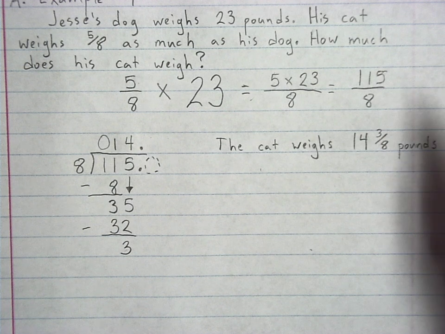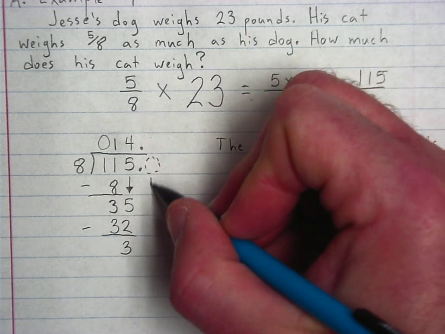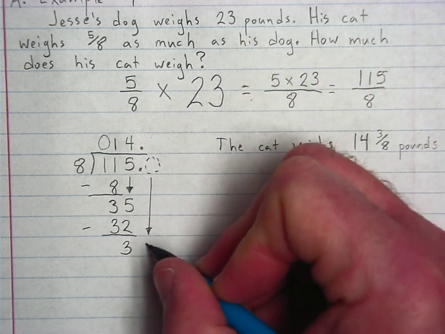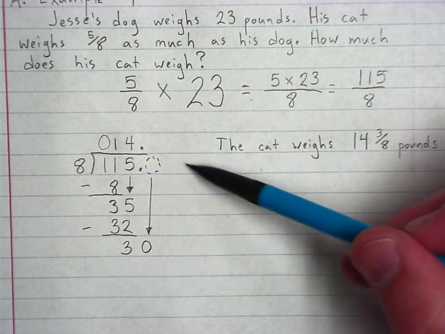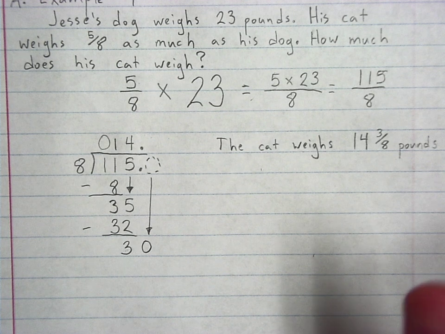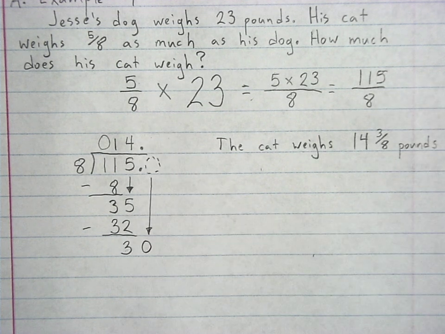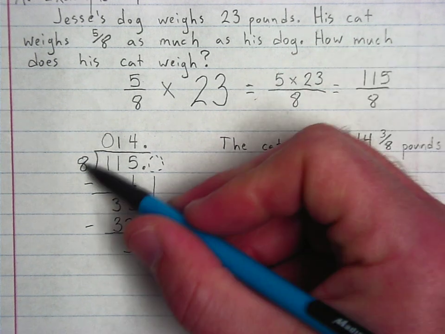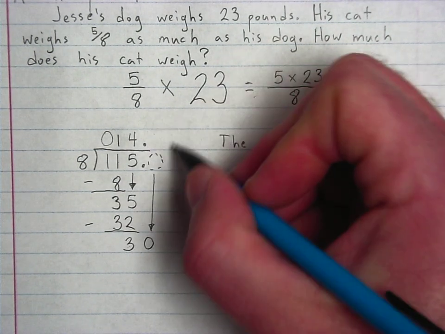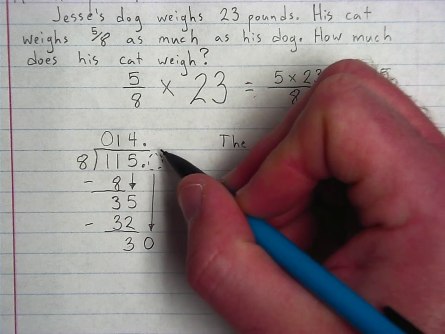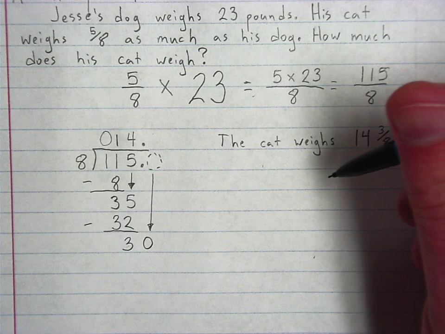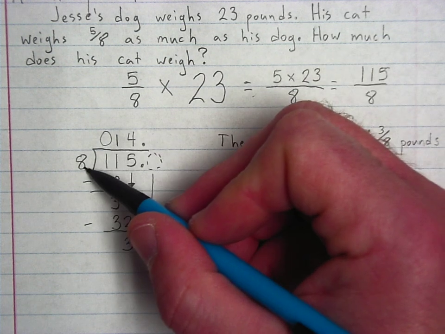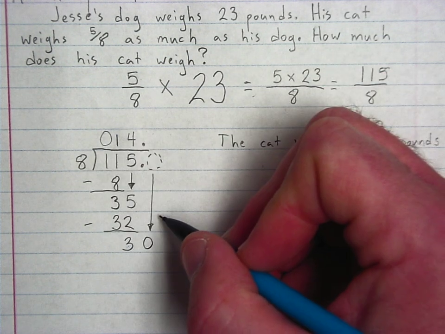I haven't been making the dashed lines lately. I'm going to get back to that. Now remember, if this goes on too long, if it goes on 3 spaces, we're going to stop. 5th graders, we do not need to go beyond hundredths, thousandths. We don't need to go past thousandths. 8 goes into 30. Well, 4 times 8 is 24. 5 times 8 would be 40.